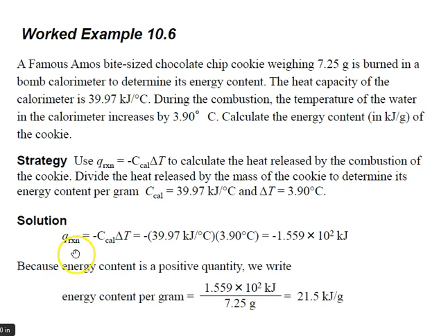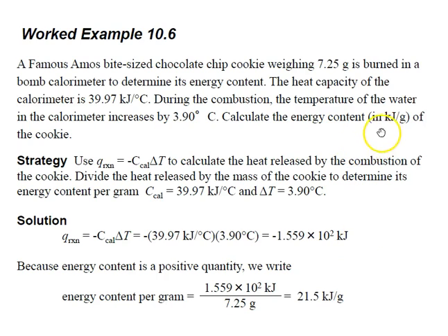Alright, so to plug this in, because we're given the heat capacity of the calorimeter, we don't need to do an experiment with water to figure out what that heat capacity is. So we can jump right to just this heat equation, plug in our calorimetry information, which is 39.97, and then it gives us the temperature change. It says it increases, so because it increases, we know this value will be positive, because the final minus initial would be a higher minus a lower. We do the math here, and we're going to get negative 1.559 times 10 to the 2 kilojoules.